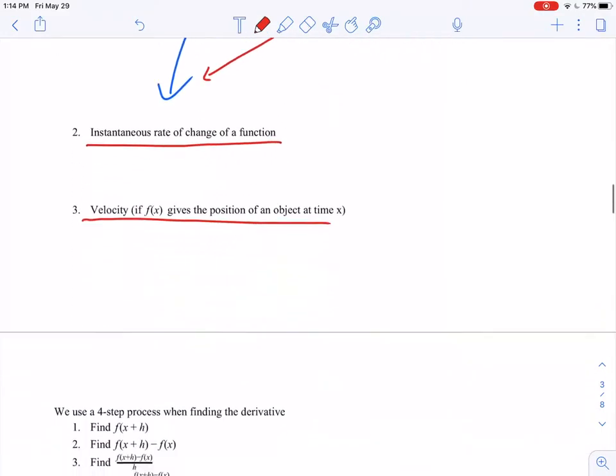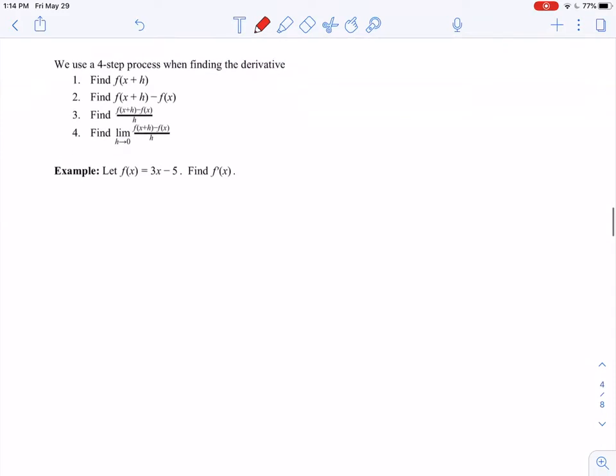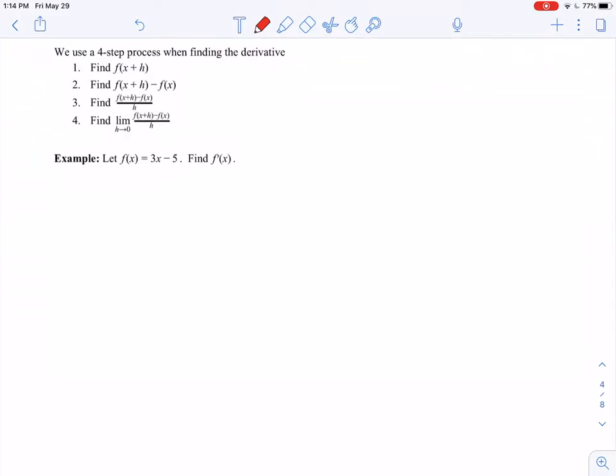So we're going to hop into some examples of finding the derivative here. And we're going to lean on this four-step process, and hopefully this feels really familiar to what we did back in section 2.1. We're going to follow these 4 steps. We're going to start by finding f of x plus h. Really, the only difference here is we're using x rather than a constant a. Step 2, we're going to find f of x plus h minus f of x. So essentially, we're just going to subtract f of x from what we found in step 1.